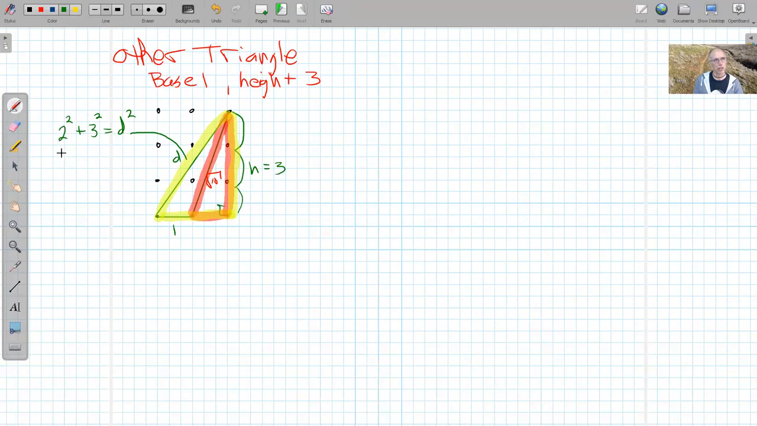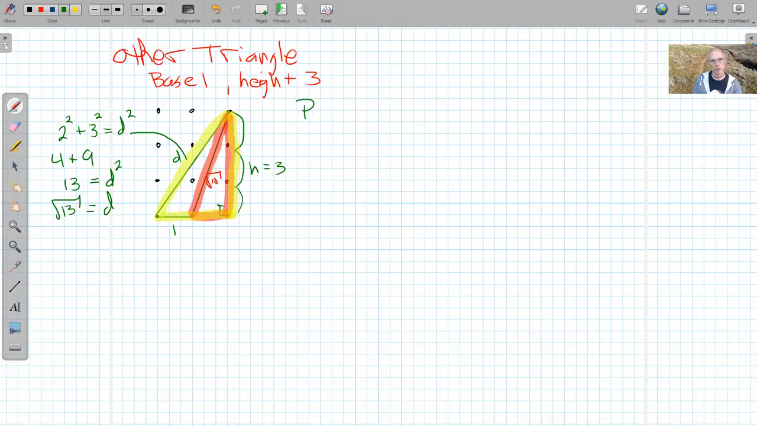So 2 squared is 4, 3 squared is 9, 4 plus 9 is 13. So what number squared is 13? The answer is the square root of 13, sorry. Because the square root says what number squared is 13. So now I know this side is square root of 13.